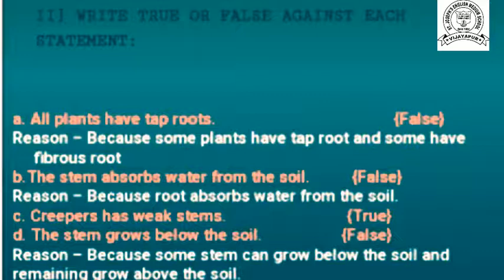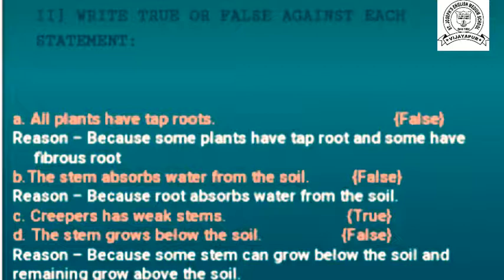Now the next one, the stem grows below the soil. It is false because some stems grow below the soil and the remaining grow above the soil. Do you remember, children? Stems that store food, like potato, onion and ginger, are stems but they grow below the soil. And another example, sugarcane, can grow above the soil. So it proves that some stems grow below the soil and some grow above the soil.